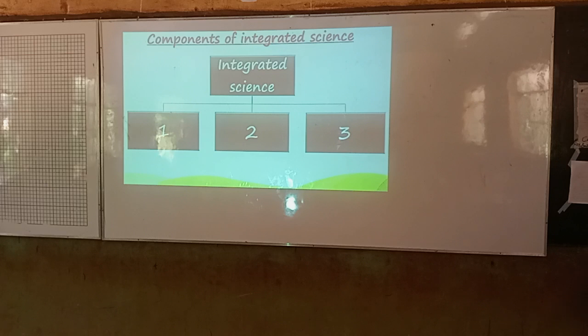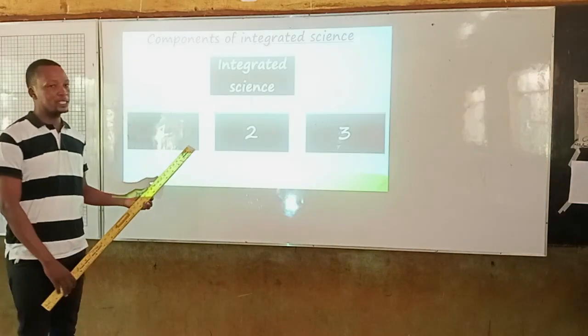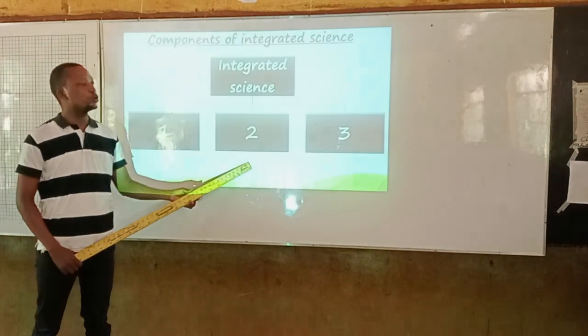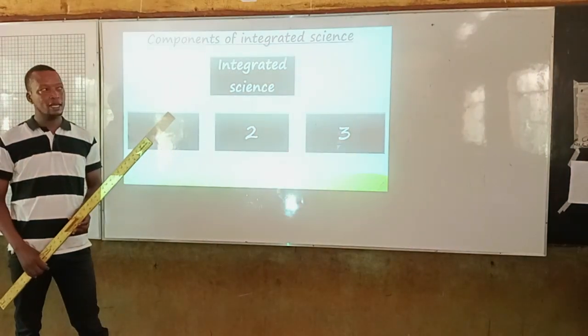the components of integrated science, isn't it? Now there are 3 components of integrated science, as you can see here. The 3 components of integrated science. We have the first component number 1, component number 2, component number 3. Are we together, learners? Yes.